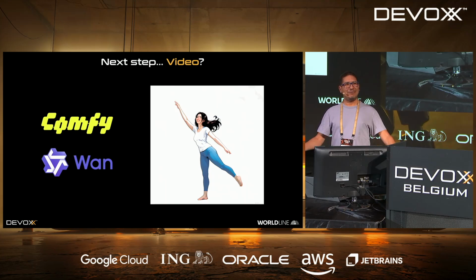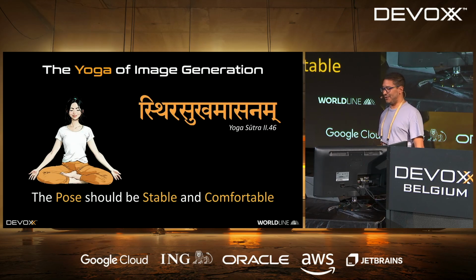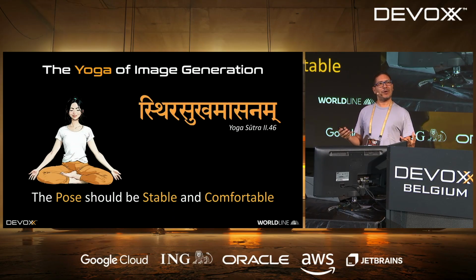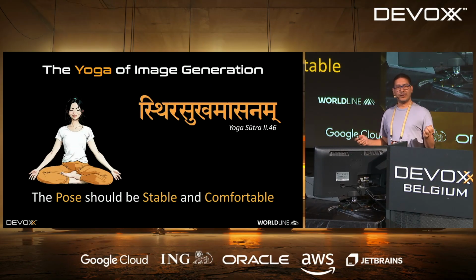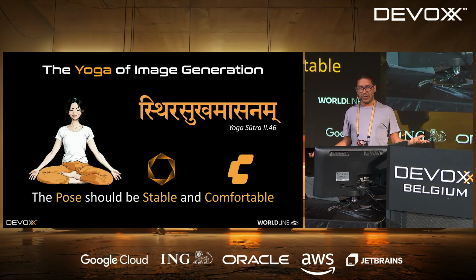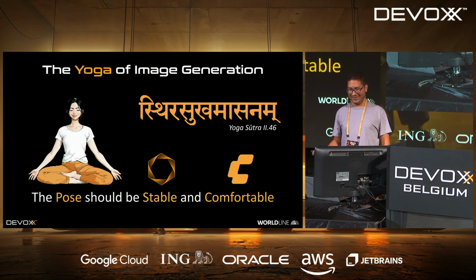And just to wrap everything up, that's why I called this presentation the yoga of image generation, because the Yoga Sutras is a very important text in yoga. And one of the sutras says the pose to meditate, to do yoga, should be stable, like Stable Diffusion, and comfortable, like ComfyUI. I was like, man, was it on purpose? I don't know. My mind was blown, really.